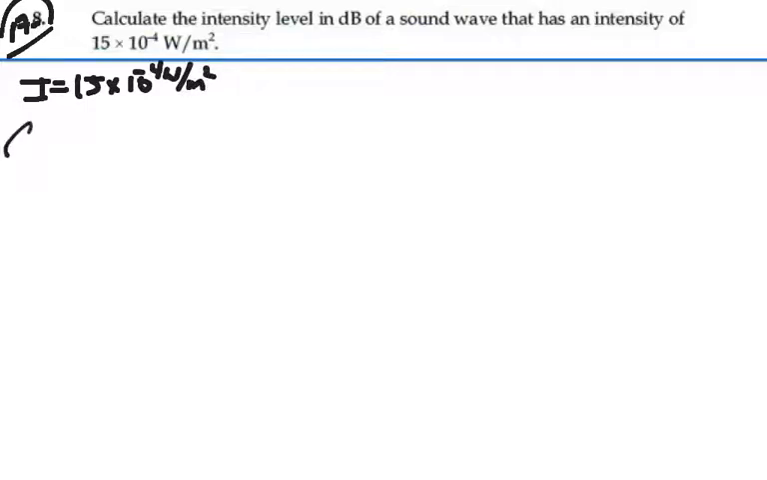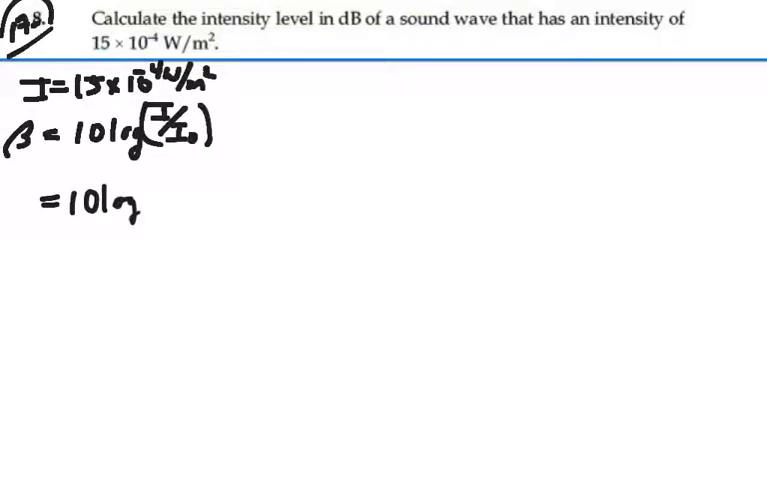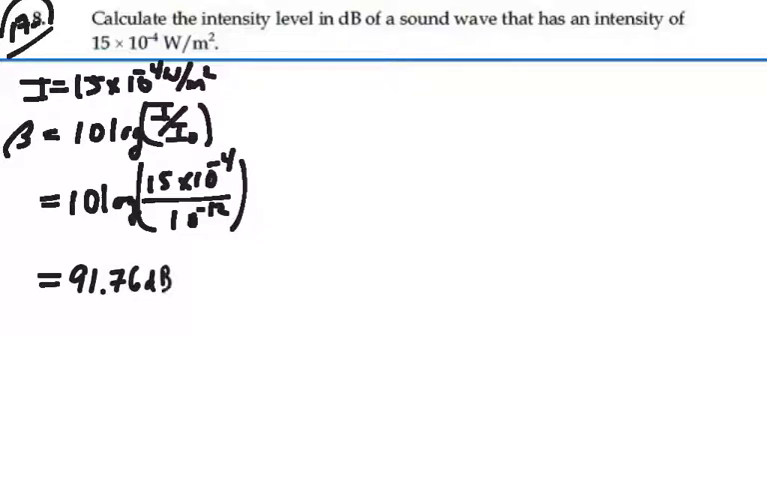By definition, the intensity level is equal to 10 times the log, base 10, of our intensity over some reference intensity, which is the intensity at the threshold of hearing. So we have 10 log base 10 of 15 times 10 to the minus 4 divided by 10 to the minus 12. And if we just plug that into our calculator, what do we get? 91.76 decibels, or we could write that as 91.8 decibels. So that would be our decibel level.